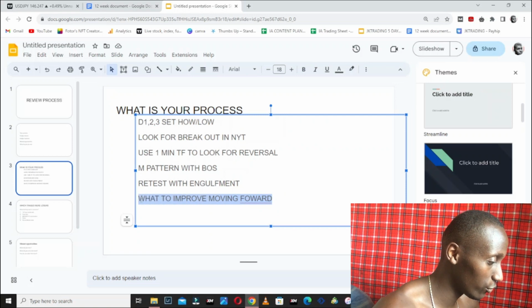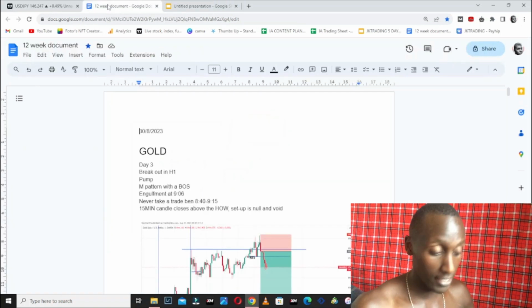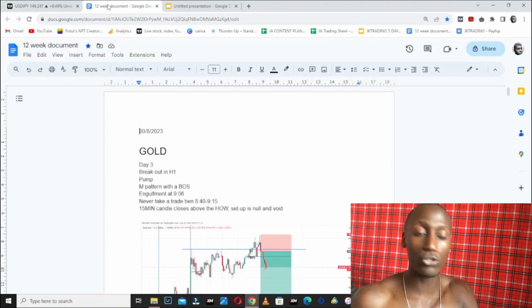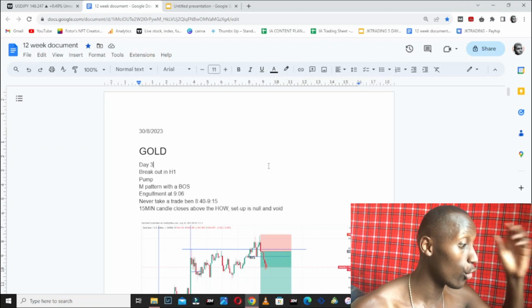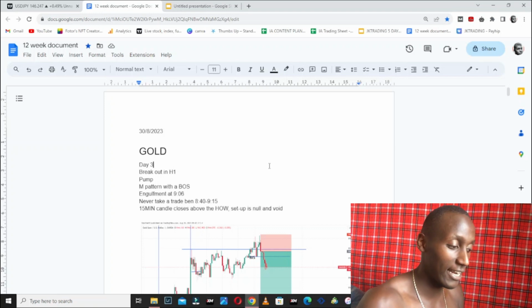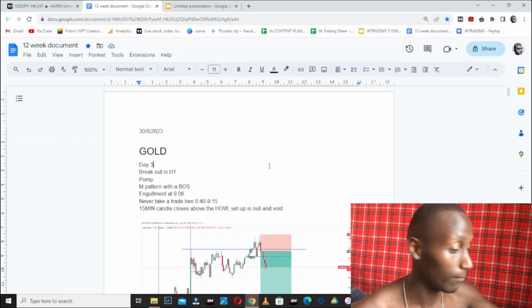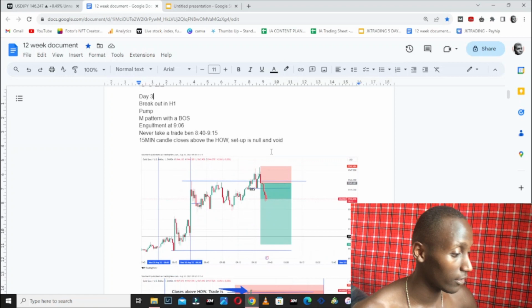So let me show you last week's trades. These are trades that we took with our students. So not all of them I traded them, but I record all the trades that my students take so that I can guide them into understanding the problems that they might have faced in the trades.